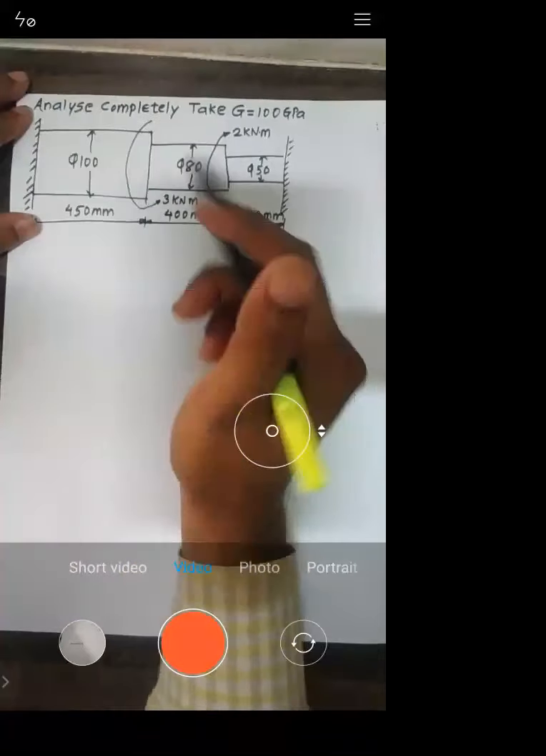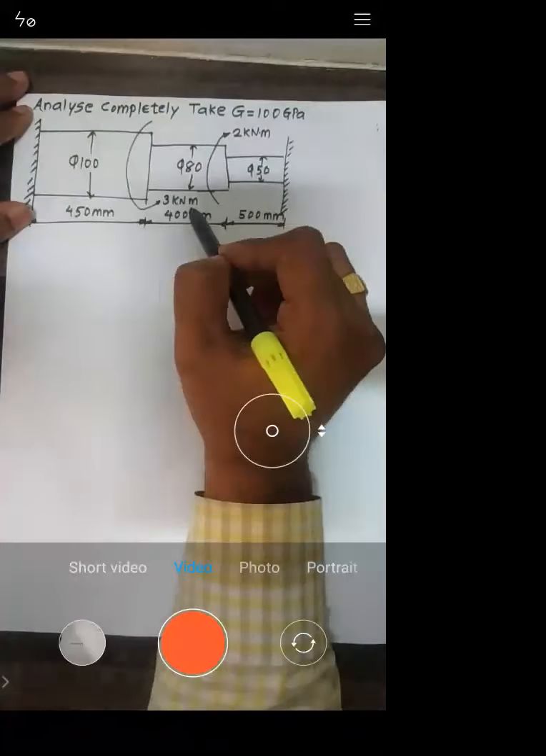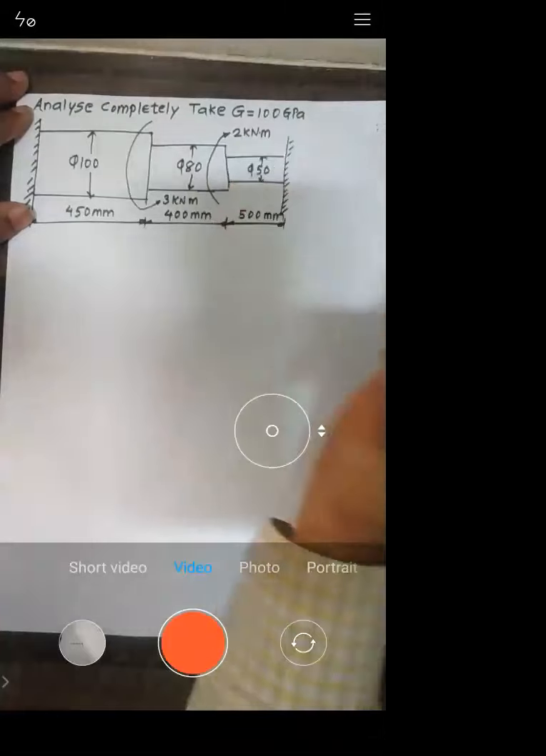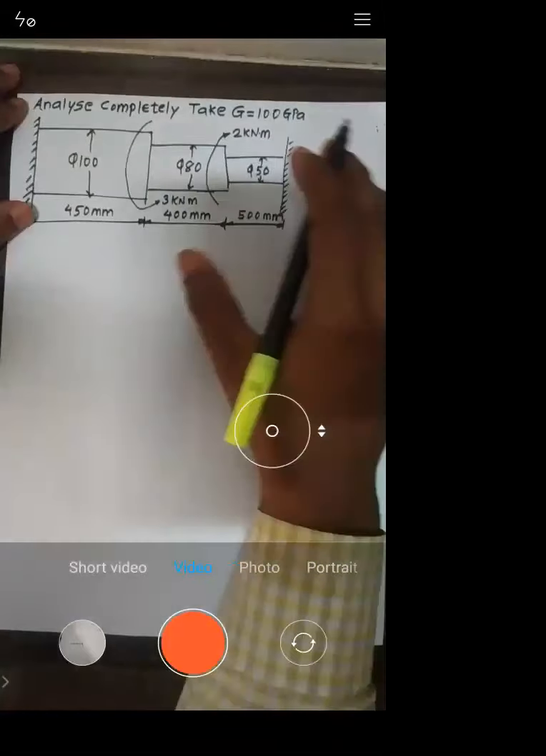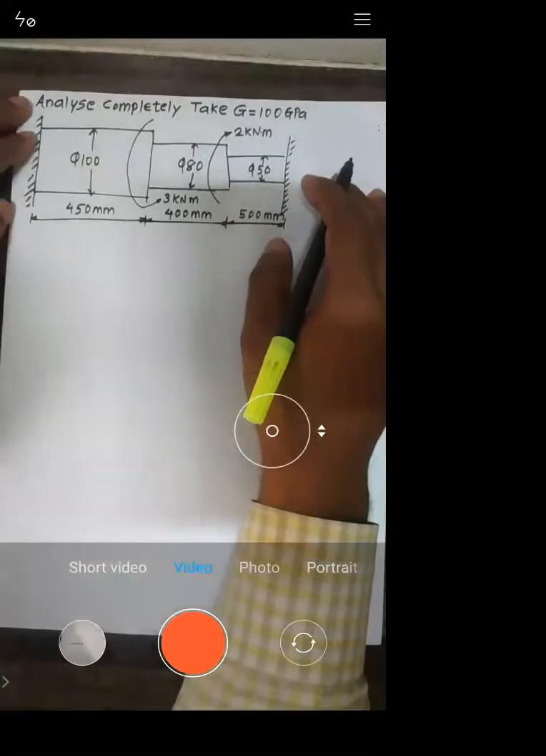Now what have they done? They have applied some moment here, 3 kilonewton meter, and here also they have applied 2 kilonewton meter. So this is the problem which has been given. Now we need to solve this problem.